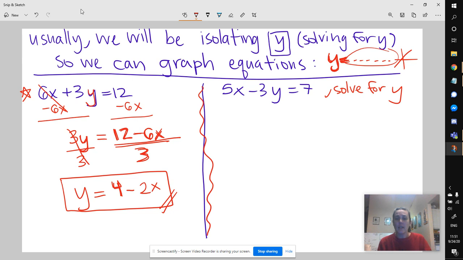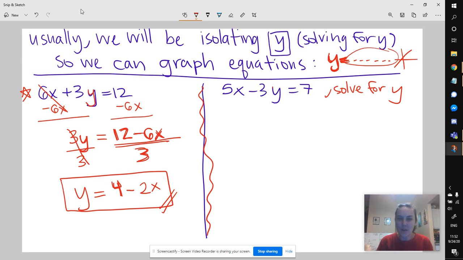Right off the bat, I can kind of tell this answer is not going to be as nice. We're probably going to have decimals. Over here, 6, 3, and 12 were all divisible by 3, which is why we had nice numbers at the end. But 3, 5, and 7 are what we call coprime. It means they don't divide nicely into each other. But that's going to be all right. We're going to have decimals sometimes.